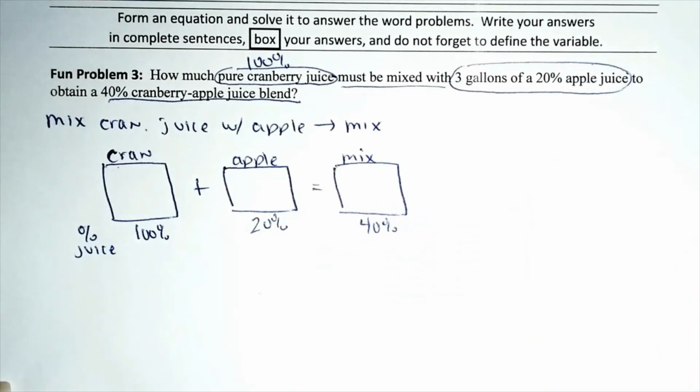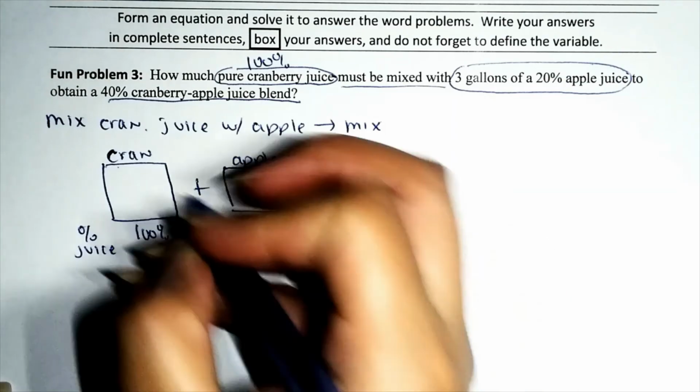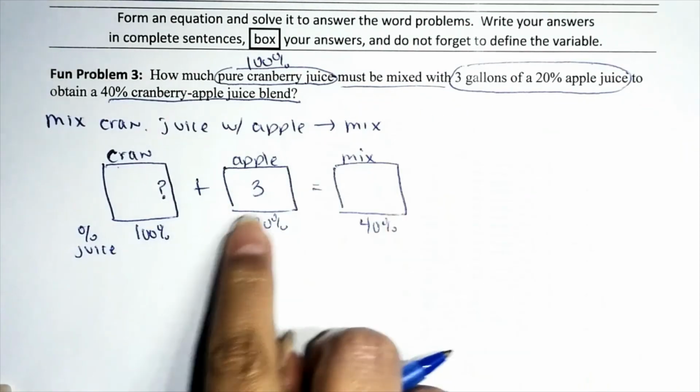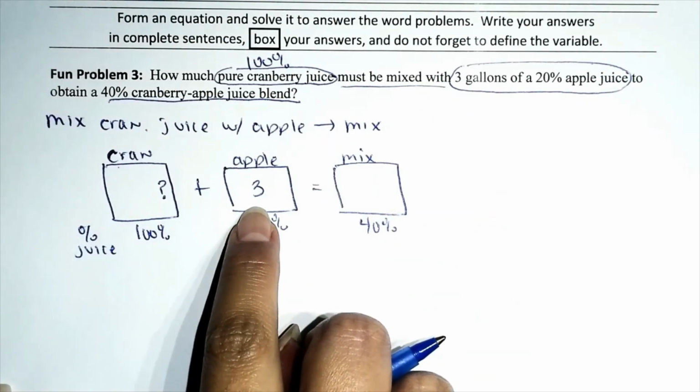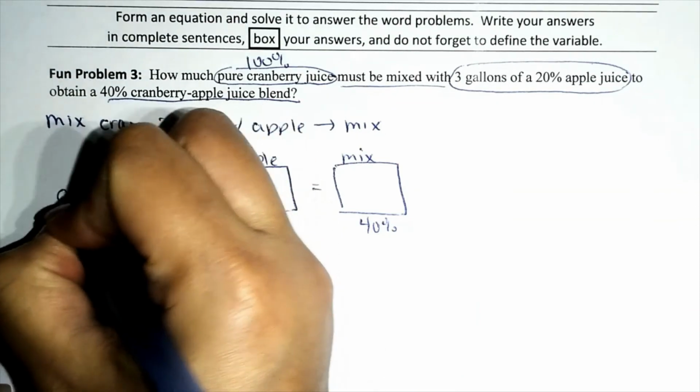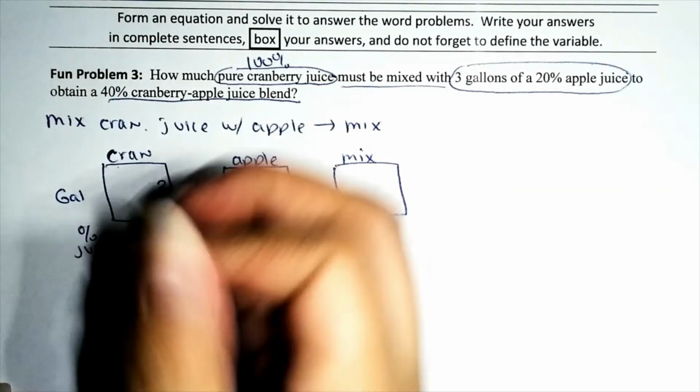Now, how much liquid do we have inside? So we have how much pure cranberry juice? No idea. I'm gonna put a question mark. Do we have to do that? No, that's just how I think. Okay, how much pure cranberry juice must be mixed with 3 gallons? I could put the gallon unit below the 3, but those units get in my way, so this is why I'm just gonna put the unit on the side.